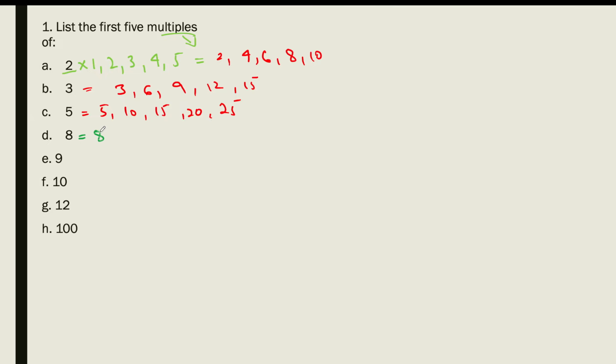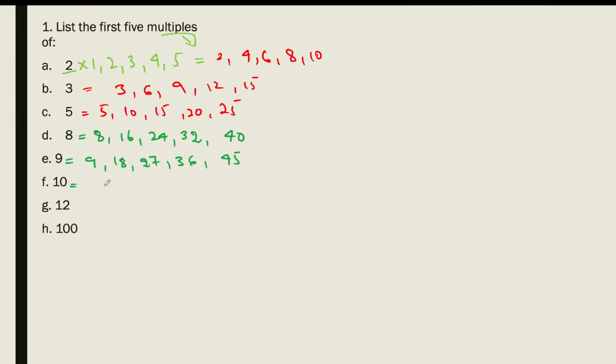8 into 1 is equal to 8, 8 into 2 is equal to 16, 8 into 3 is equal to 24, 8 into 4 is equal to 32, and 8 into 5 is equal to 40. For 9, 9 into 1 is equal to 9, 9 into 2 is equal to 18, 9 into 3 is equal to 27, 9 into 4 is equal to 36, 9 into 5 is equal to 45.